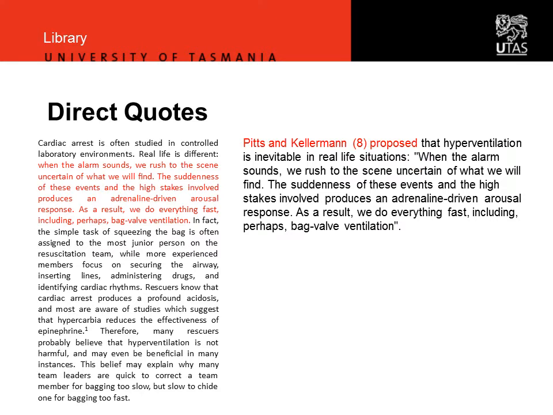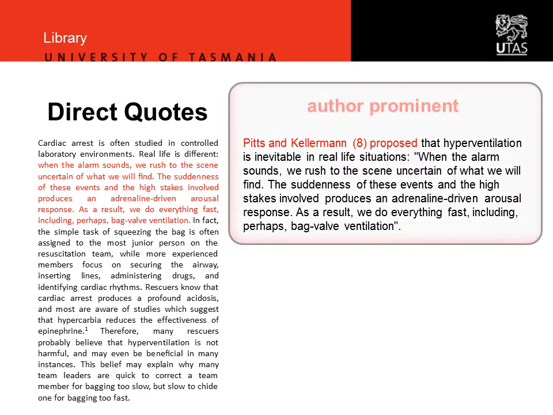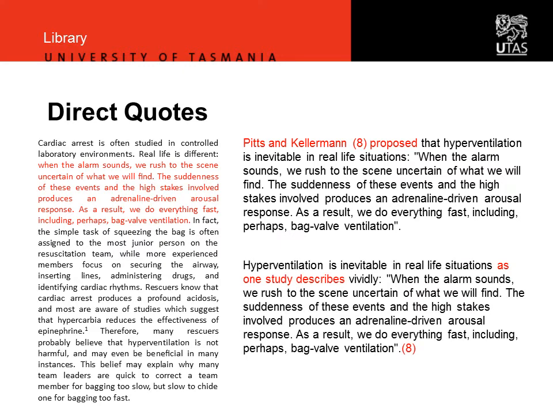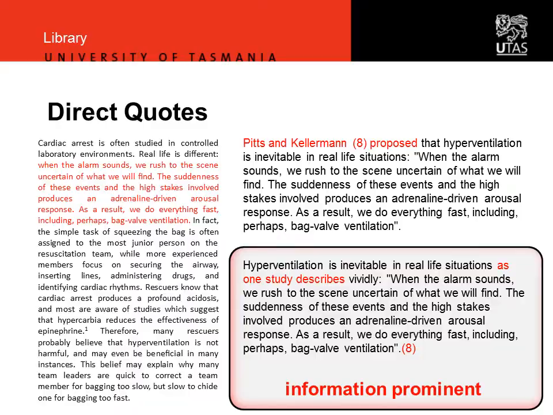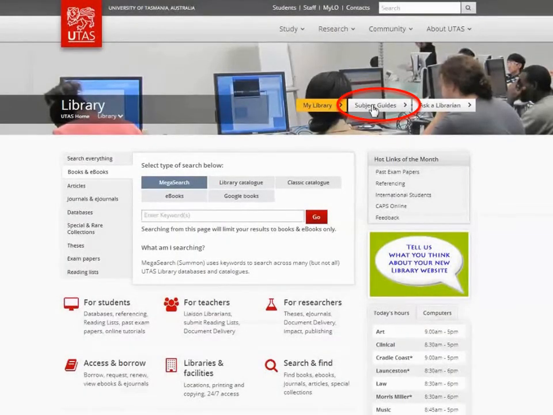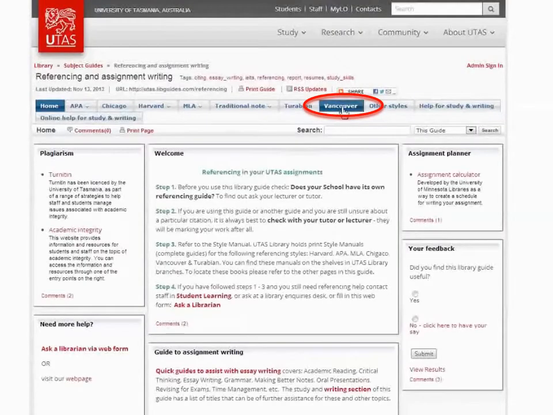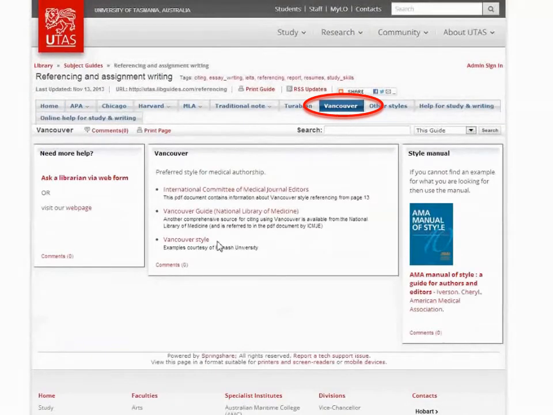The way you cite information can be important depending on the emphasis you wish to apply. The example we looked at is author prominent. It emphasizes the authors of the source by mentioning them in the sentence. However, if you wish to emphasize the information you have quoted rather than the authors, you may like to phrase the sentence differently to make it information prominent. For more information on the Vancouver referencing style and links to examples, have a look at the Referencing and Assignment Writing Subject Guide on the UTES Library website. If in doubt, talk to your lecturers. They are the ones who mark your work, so don't be shy to ask them for clarification.